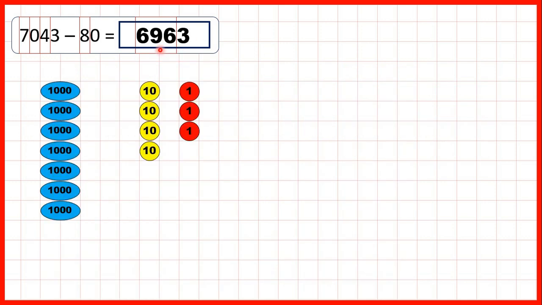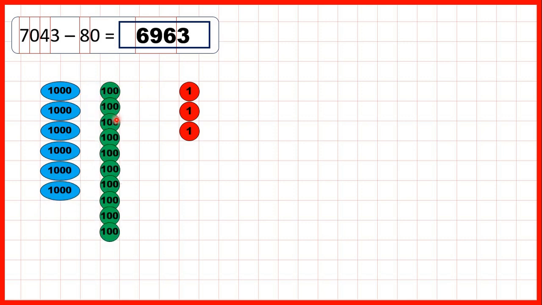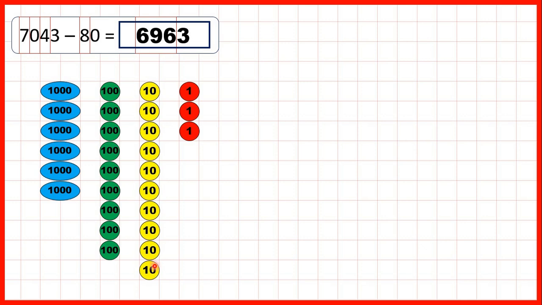Or if we show place value counters, to subtract 8 tens, we can subtract the 4 that we start with, but then we need to exchange one of our thousands for 10 hundreds, and then take one of those hundreds and exchange it for 10 tens. We've already subtracted 4 tens, so to take 8 tens away, we need to take 4 more tens away to give us 6,963.